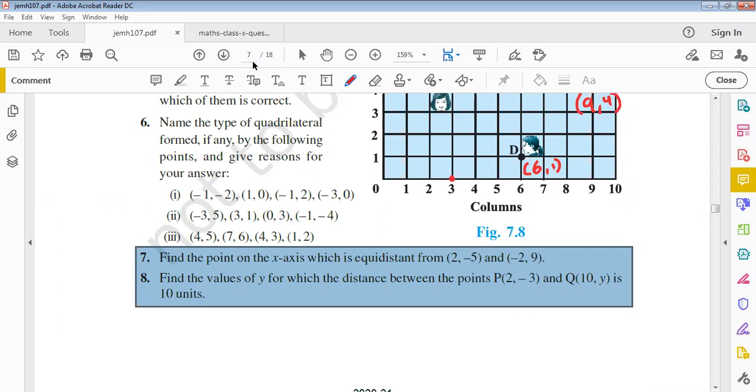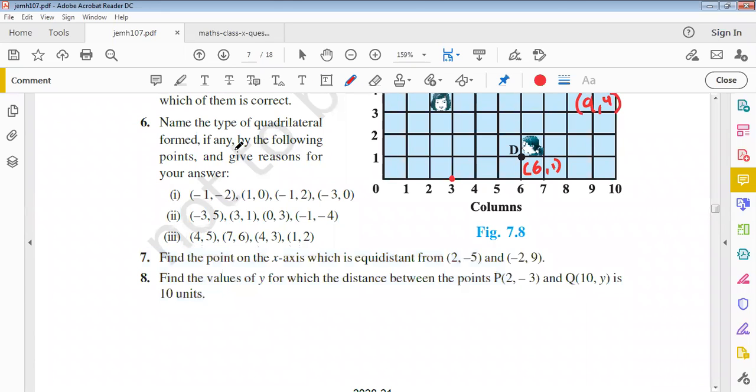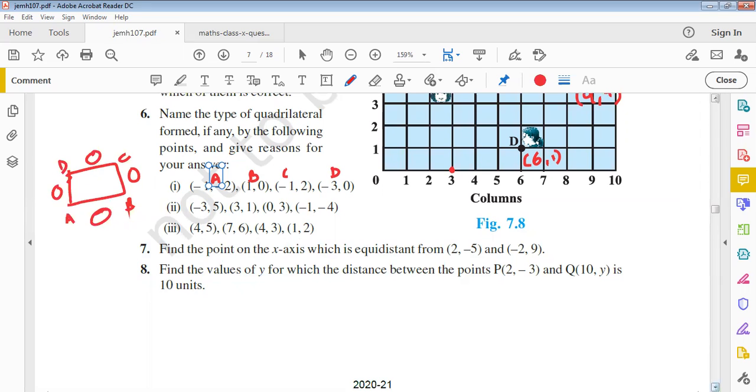Now, question number 6. Just I'll give you a brief. Name the type of the quadrilateral formed if the following points are given, and give reasons for your answer. See, first, take a quadrilateral and mark A, B, C, D in a cyclic order. Don't mark A, B, C, D in a Z shape. And try to find the value of AB, BC, DC, AD. If all the sides are equal, then go for diagonals. If they satisfy the conditions, then we could say the required.